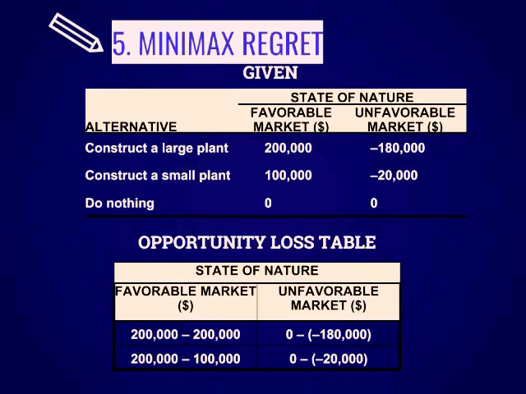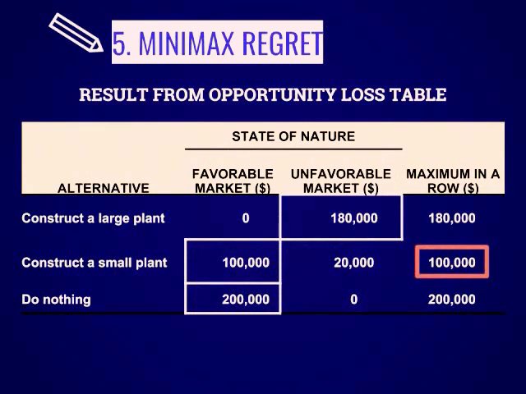In here, we see the results. We select the highest number for each alternative: $180,000 for constructing a large plant, $100,000 for constructing a small plant, and $200,000 for do nothing. After which, we select the lowest number among all the highest numbers. Therefore, we choose to build a small plant with a value of $100,000.